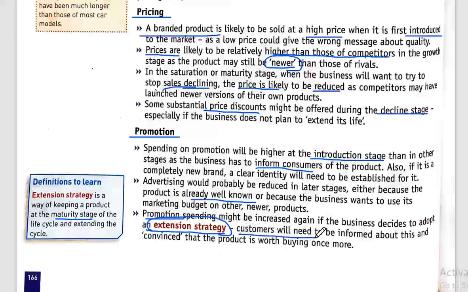Customers will need to be informed about this and be convinced that the product is worth buying once more.